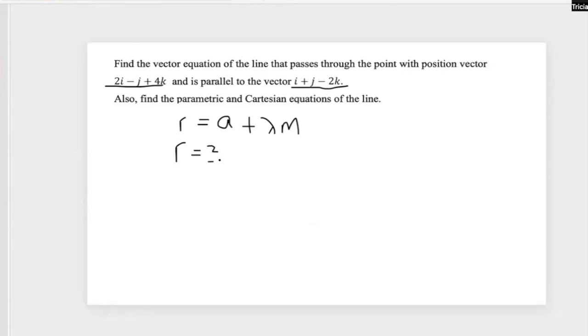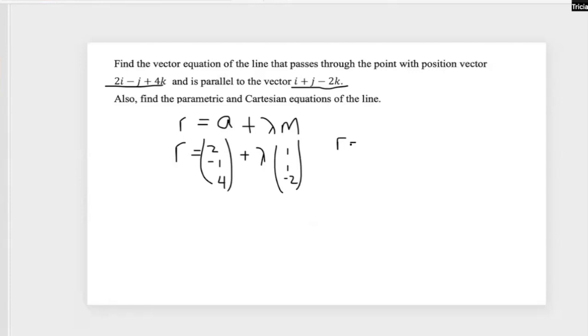We are going to go ahead and I'm first going to write it in column form. It can be 2, negative 1, 4. That assists us to easily write the parametric equation. And lambda m will have 1, 1, minus 2. So where we have i plus j minus 2k, I'm writing it in column form.